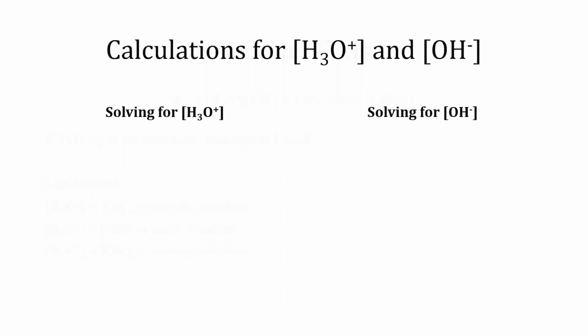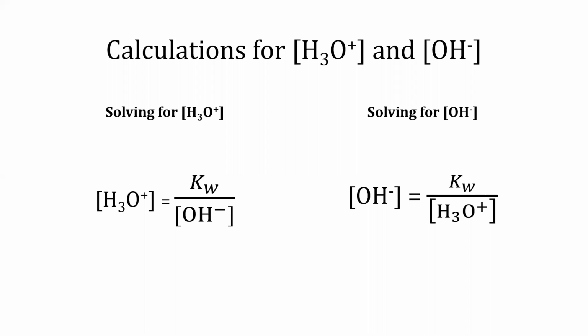Using the ion product constant equation, one can solve for H3O+'s concentration by taking the Kw value and dividing it by the concentration of OH-. One can solve for OH- concentration by taking the Kw value and dividing it by the concentration of H3O+.